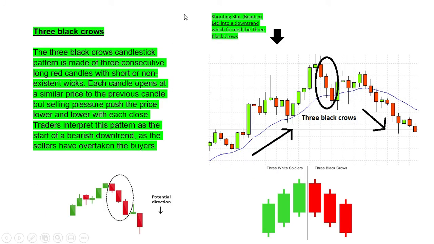The 3 black crows. The 3 black crows is an inverse of the 3 white soldiers, right?